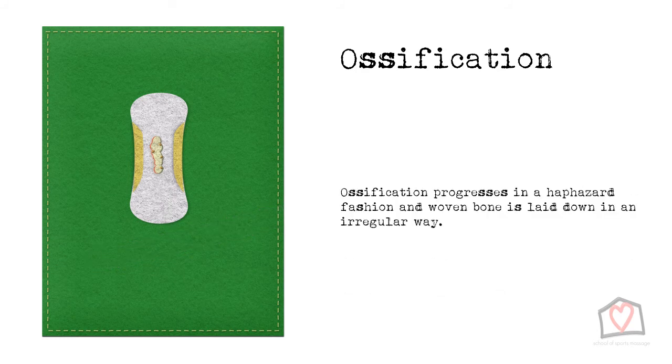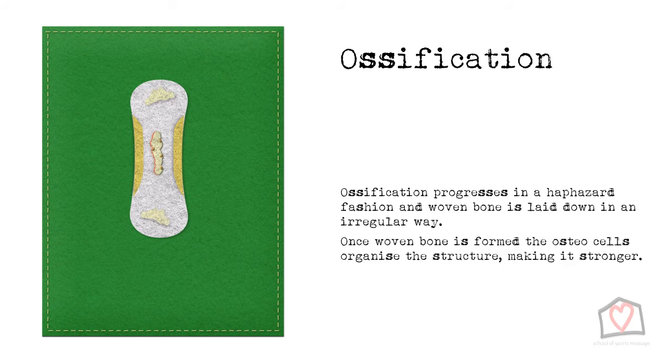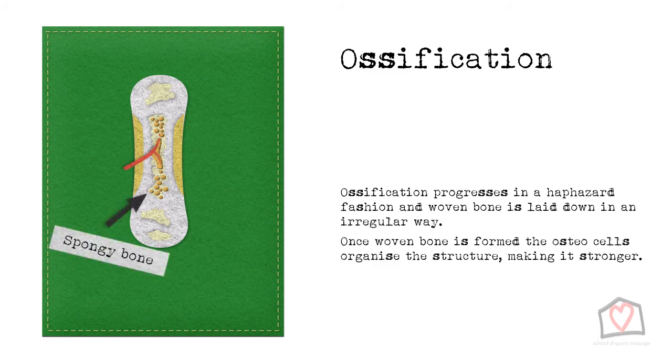Ossification initially progresses in a haphazard fashion, and bone is laid down in an irregular way. We call this woven bone. Once woven bone is formed, the osteocells will immediately start to organise the structure, laying it down in an orderly fashion, making the bone stronger. This is then lamellar bone.